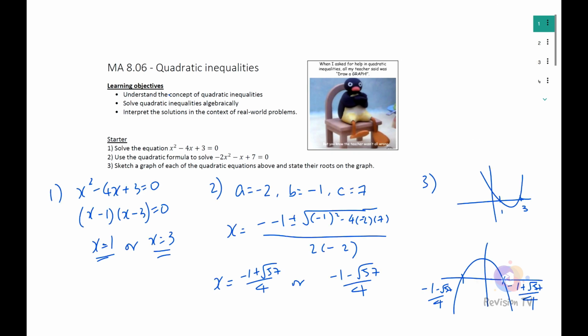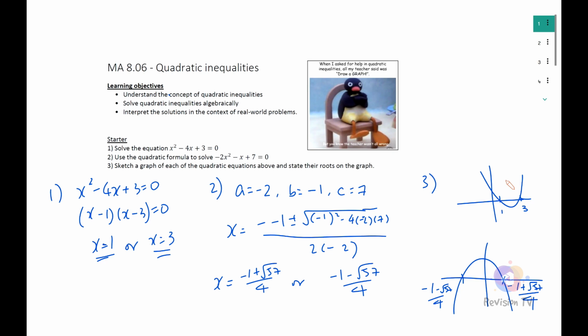Here are the answers. Question 1, factorizing, should be easy peasy stuff. And then question 2, use the quadratic formula. When you use the quadratic formula, just be careful with the negative sign in the front, because when you do negative b plus or minus the square root of b squared minus 4ac, the minus b is a negative. So you can either just make it a plus in the calculator or just put a minus minus like what I wrote in there. And don't forget to put a bracket when you do the b squared. You should get minus 1 plus or minus root 57 over 4. I leave it this way because the decimal is just not neat for me.